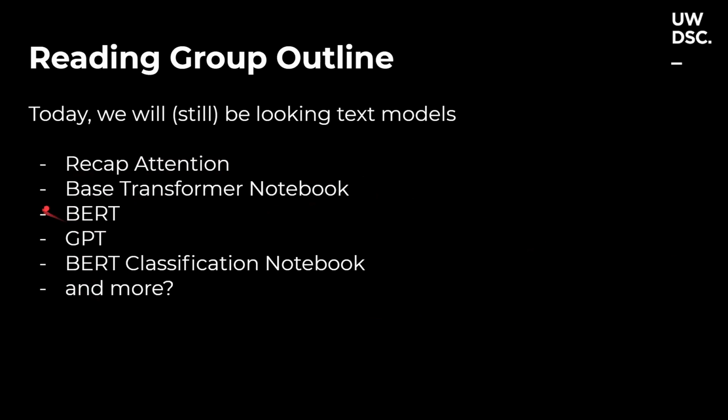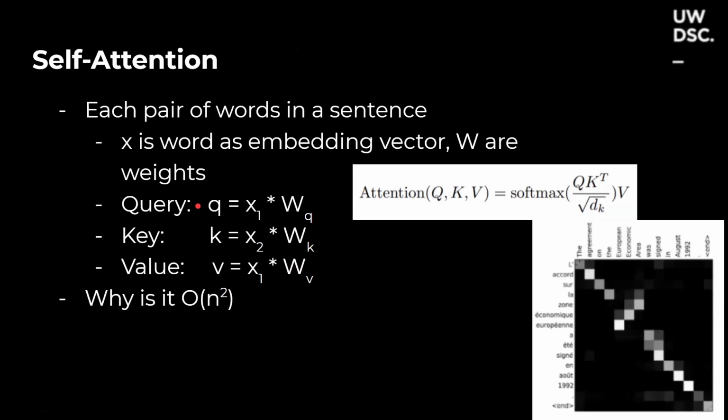We'll look at BERT, which is, I guess, our main focus today. We'll also look at GPT. GPT came before BERT, I think, so we're going in that order. And then we'll do another BERT classification notebook. And if we have more time, we'll look at the efficient transformers. Cool. So last time we talked about transformers, and transformers are essentially made of a lot of attention blocks.